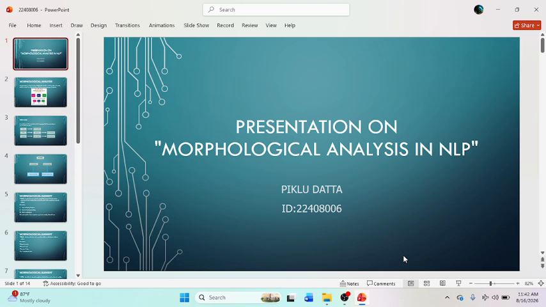In this presentation, I will discuss morphemes, morphological elements, morphological processes, stemming, lemmatizing and finite state transducers. Going to the next slide.